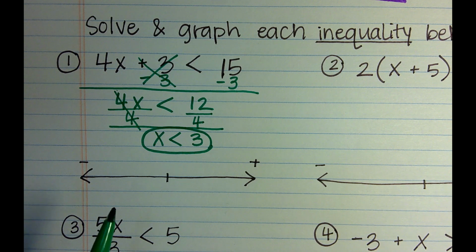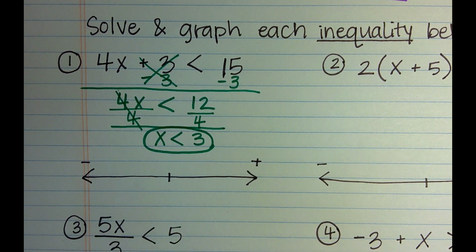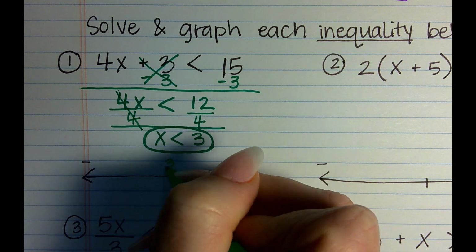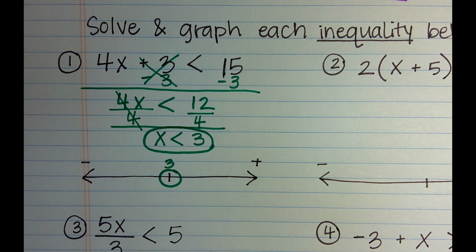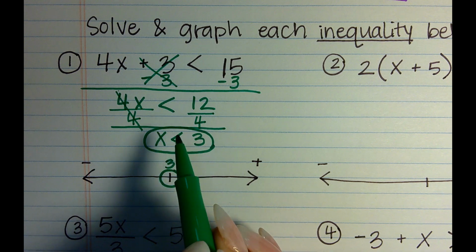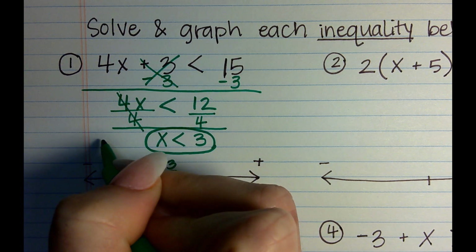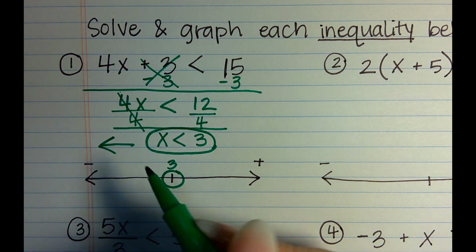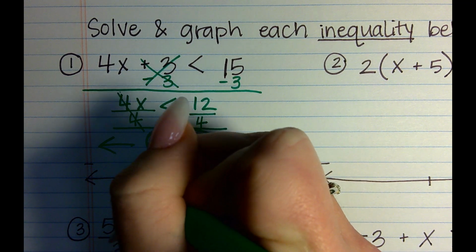So what do I do to graph this? Put your 3 above the line. Good. Let's label our 3. Circle it. Don't shade it, but beside it you shade it to the left. Yes, then we're going to shade to the left. As a little trick, we can also look at which way my arrow is pointing. Less than points to the left, so we shade to the left.